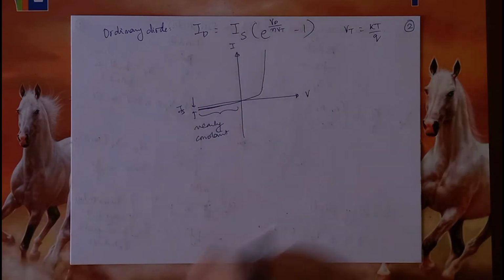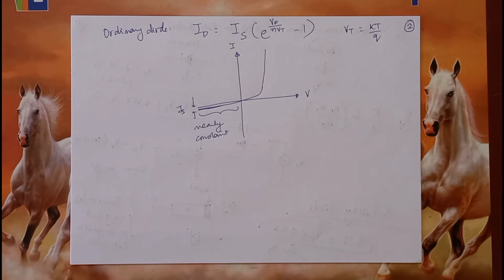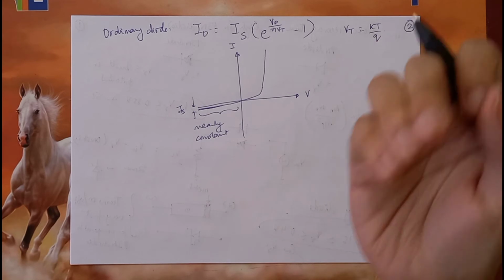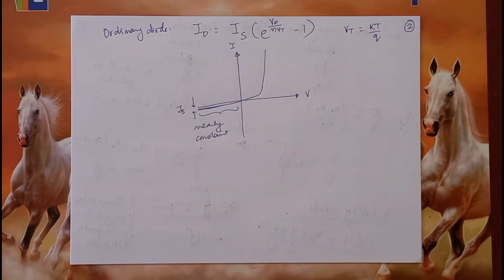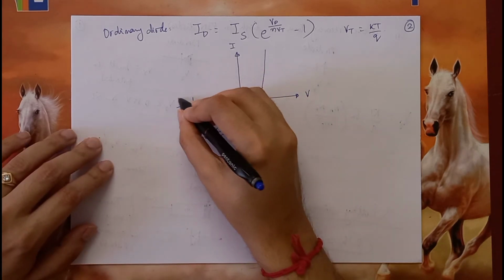Now what happens is, this Is is essentially the current that is contributed by the minority carriers. That is, in the reverse bias, when there are no free charges or free majority carriers, it is the minority carriers in the P and N semiconductors which try to flow, but their concentration is very small. So therefore this Is essentially contributes to that current. So this is what is called the reverse saturation current.